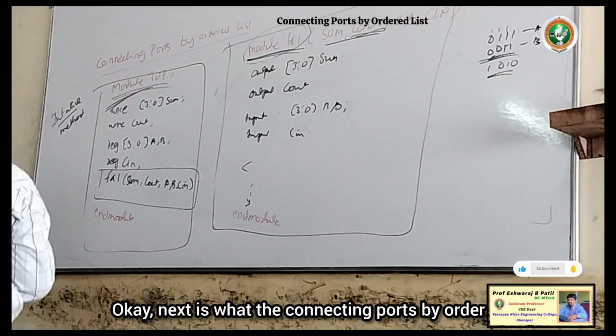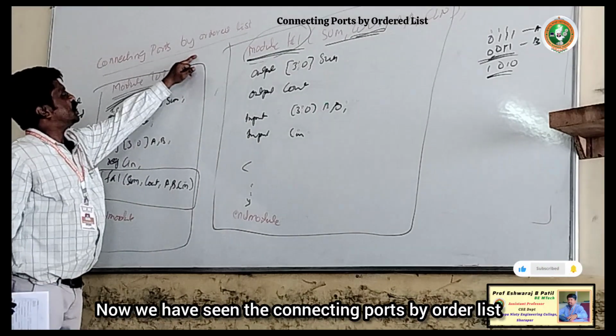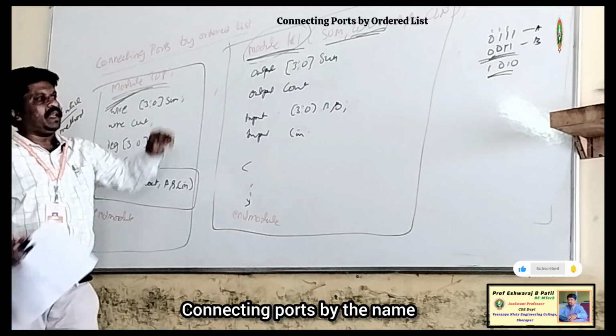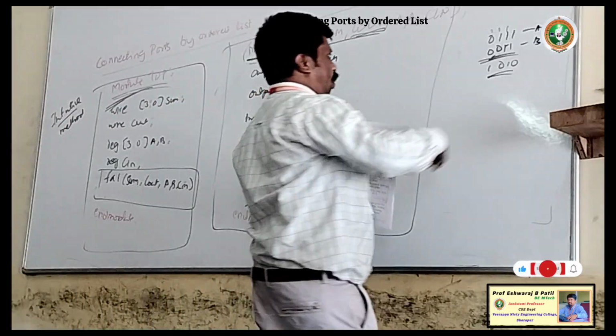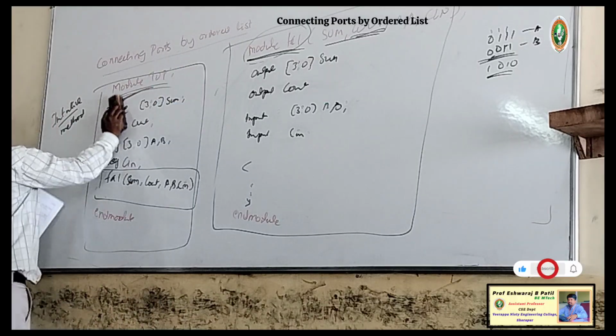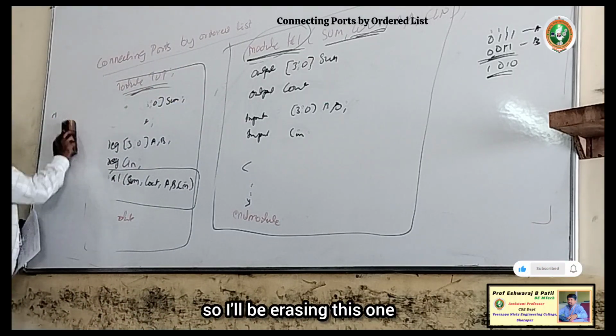Okay, next is connecting ports by name. Now we have seen connecting ports by ordered list, but now we will see connecting ports by name. I hope you all copied this one, so I will be erasing this one.